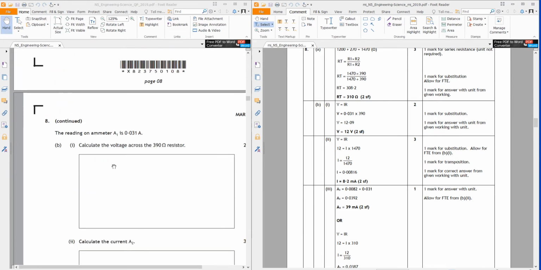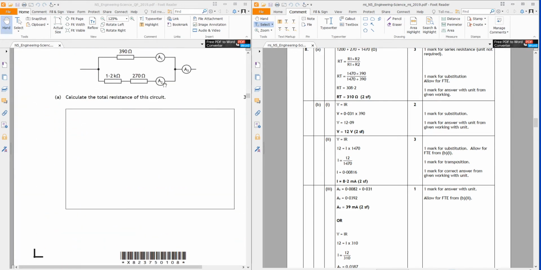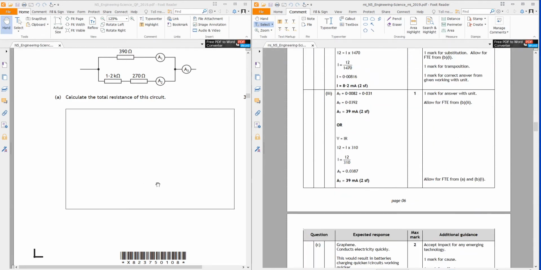Calculate the current A2. A2 is down the bottom. So again, as we're saying, it's 12 volts divided by the total resistance 1470, so that gives us 8.2 milliamps. And the third one, A3, well, A1 is flowing down here and going out that way, A2 is flowing up there, so A3 is just A1 plus A2. Okay, A1 flows there, A2 flows there, so A3 is A1 plus A2, and there we go.